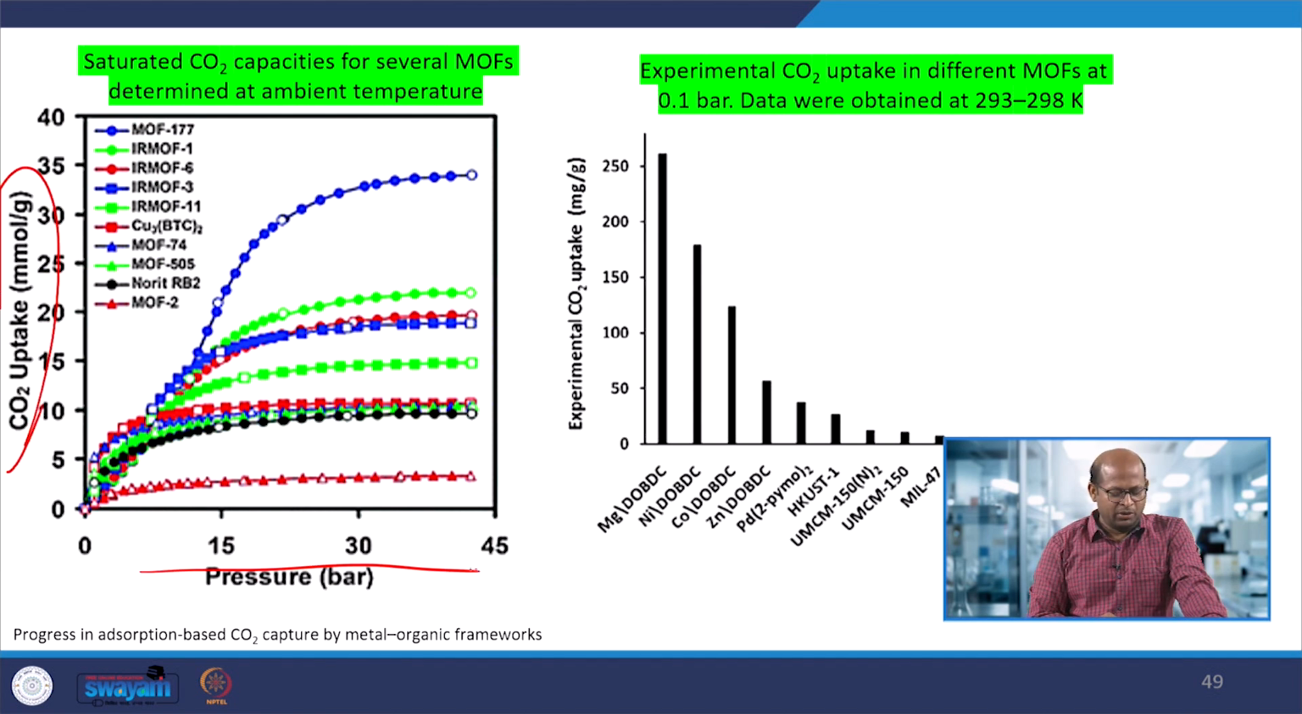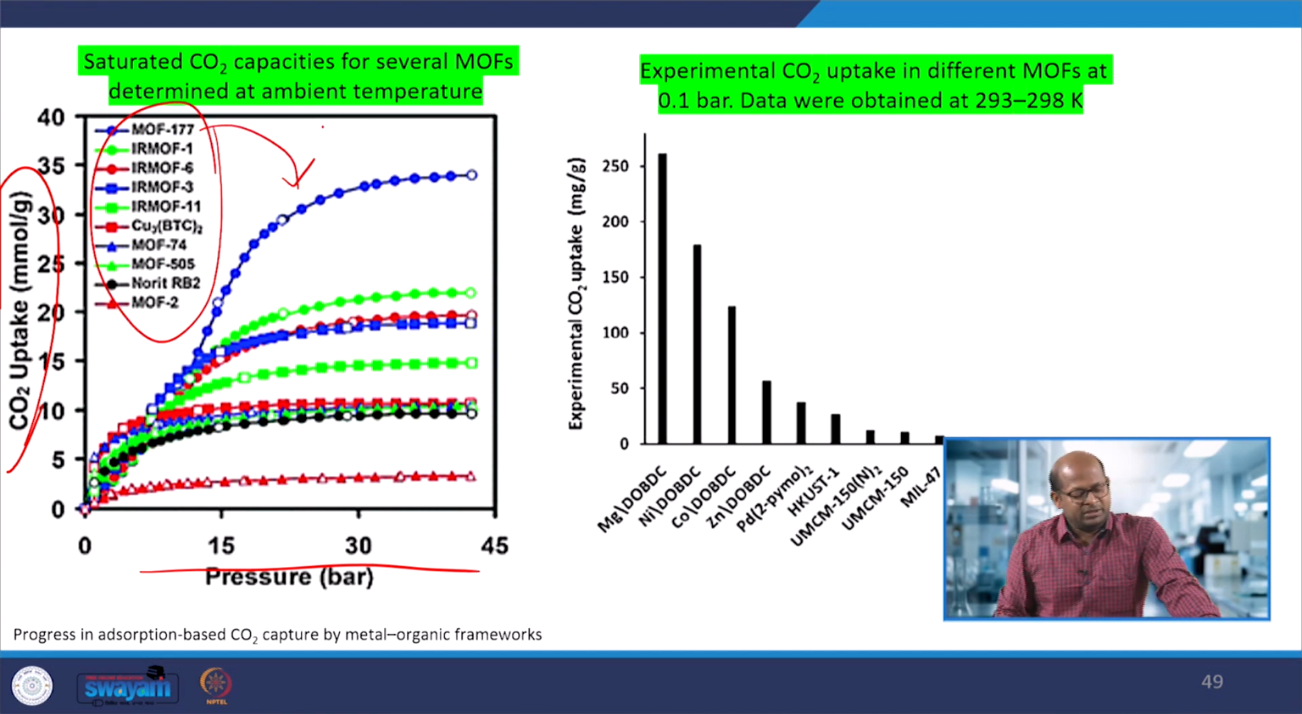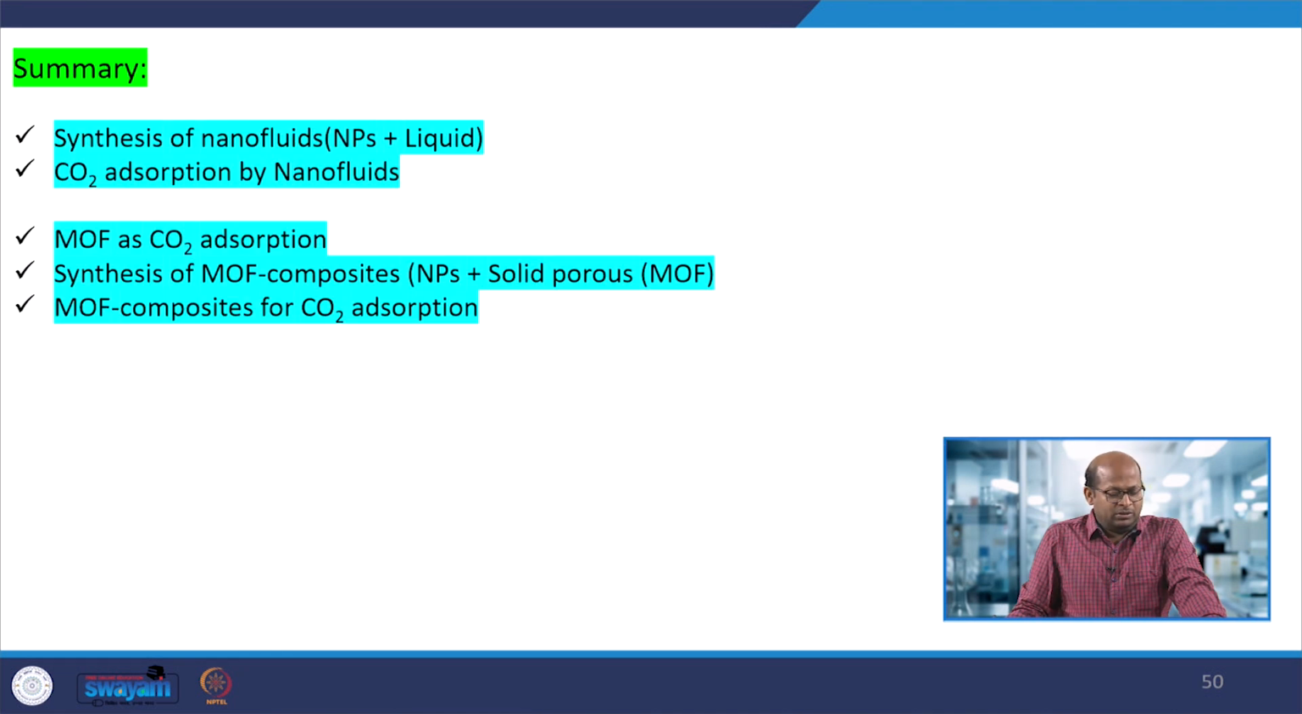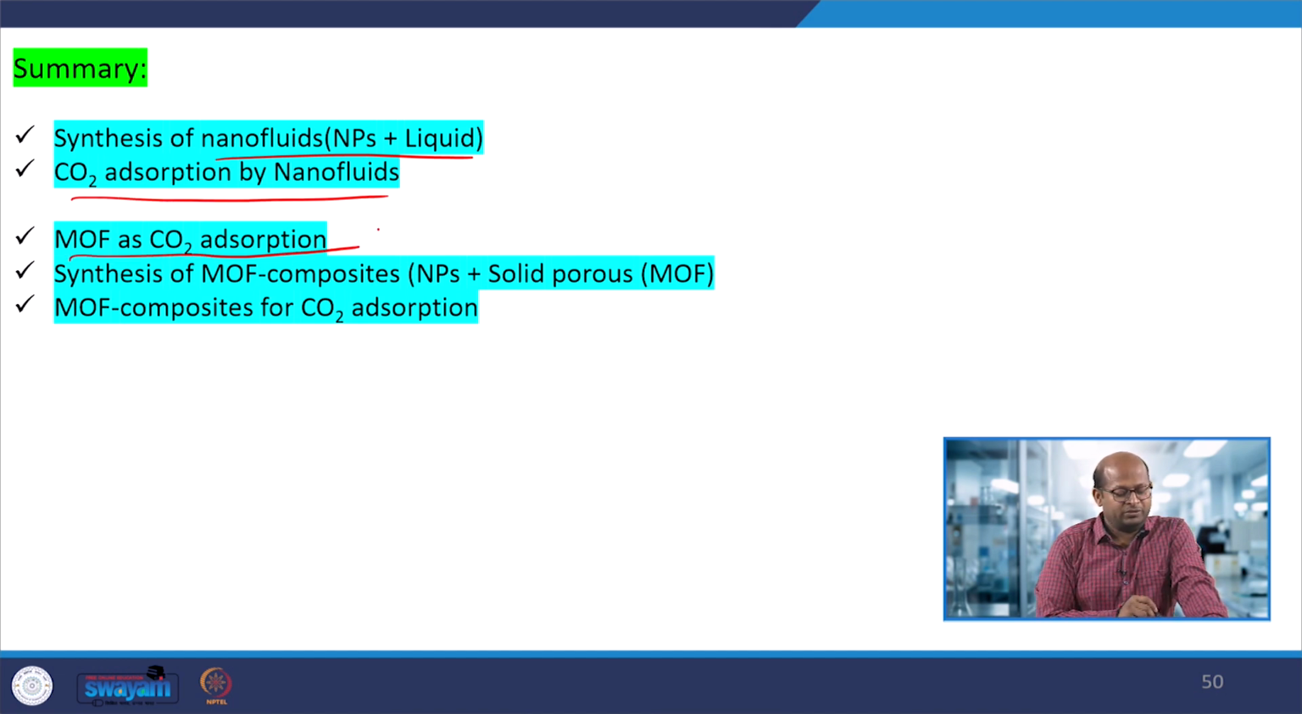Okay. So here it has been shown a comparison of CO2 uptake with pressure, considering different types of MOF. For MOF 177, it has been observed that the CO2 uptake is higher. Okay, so this is the summary of the synthesis of nanofluids that we have discussed. Then CO2 adsorption by nanofluids, MOF CO2 adsorption, and MOF composites we have synthesized, and then the MOF composite was used for CO2 adsorption, which we have discussed.